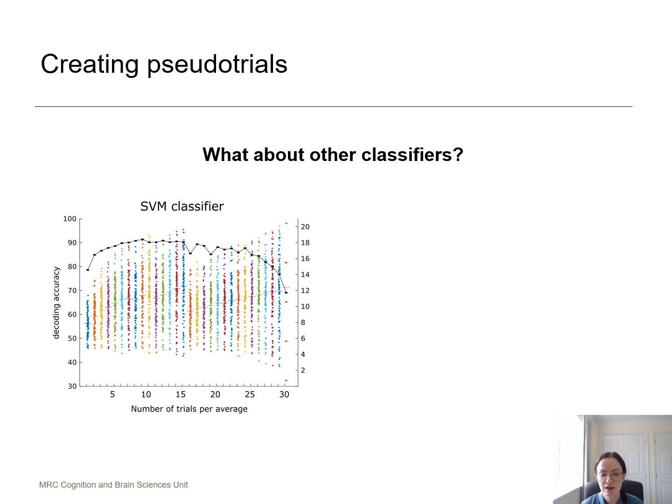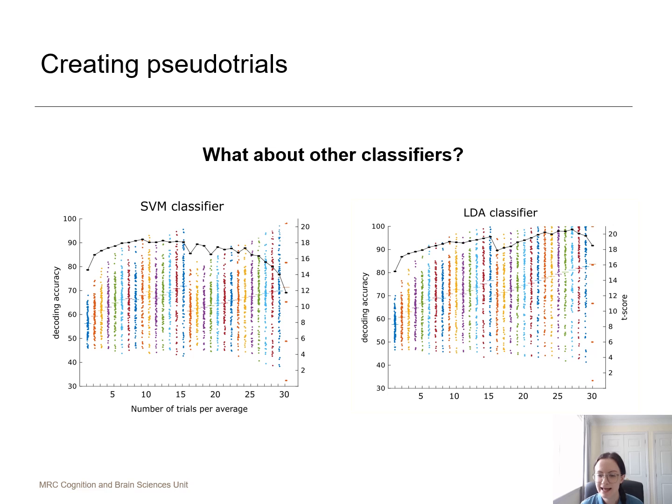per average. But really, in the case of SVM, the benefit is minimal once you have used more than a few trials per average. Another difference here is the drop-off is less severe when we've gone over using half the number of available trials. And this indicates that SVM is less sensitive to having fewer trials available than the naive Bayes was.